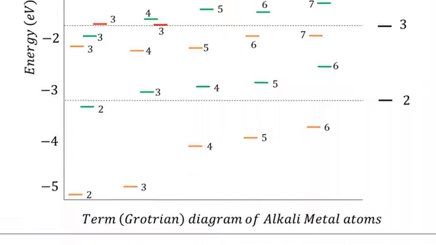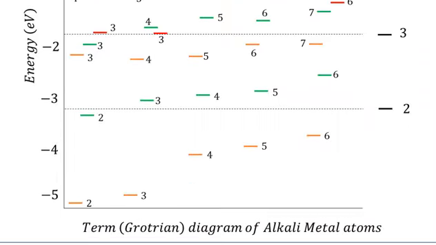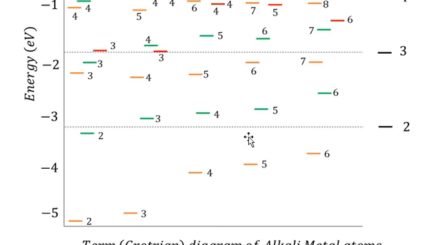So here you can notice the energy difference between, for example, the level 3 over here and the level 3 over here. You can notice this energy gap, and then you can also notice an energy gap of the level 4, principal quantum number 4 over here, and also 4 over here.